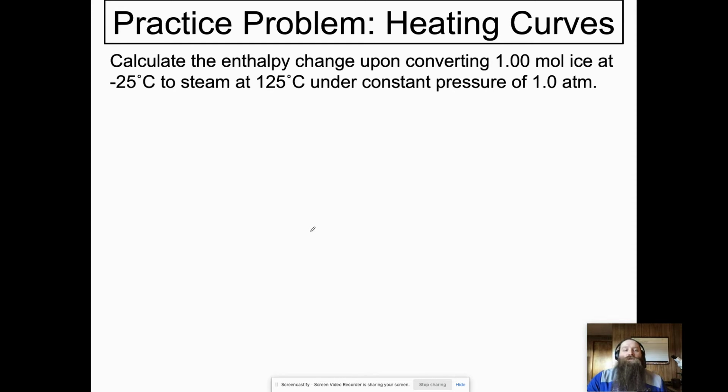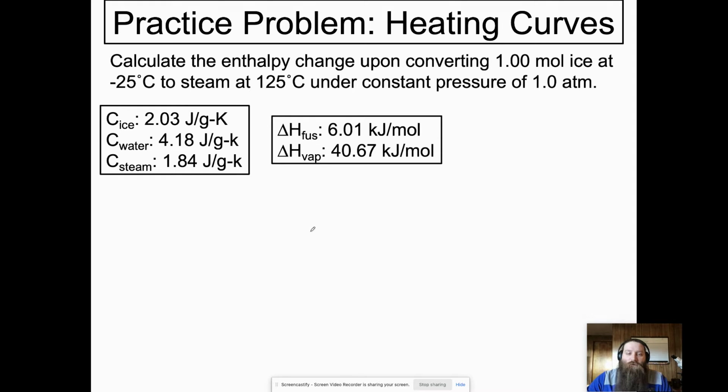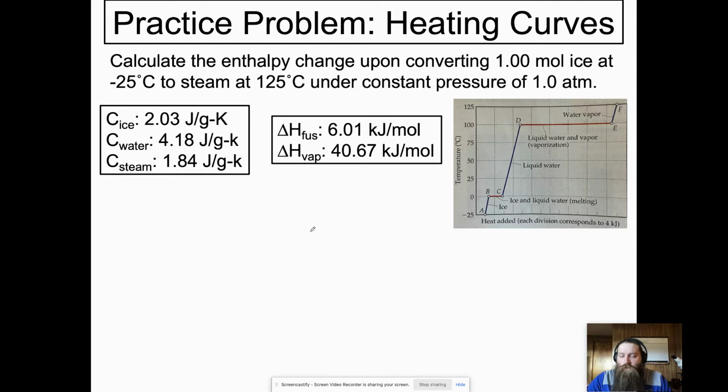So the question wants us to calculate the enthalpy change associated with converting 1 mole of ice, so solid water, at -25 Celsius to water vapor at 125 Celsius under a constant pressure of 1 atmosphere. So some things we're going to need for this. We're going to need the specific heats of ice, water, and steam, the three phases of water. We're going to need the delta H of fusion and vaporization, our enthalpies of fusion, our enthalpies of vaporization. And it would be helpful to have a heating curve, right? It would be helpful to be able to visualize how this phase change is going to take place.